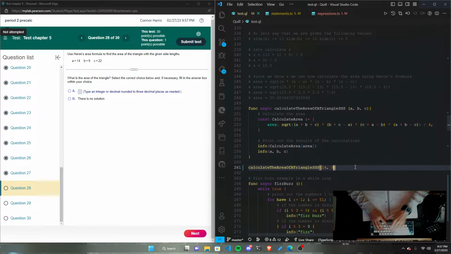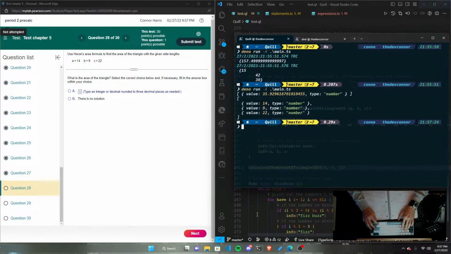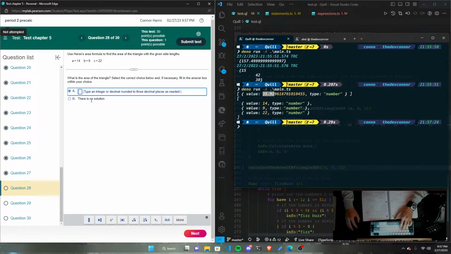14, 9, 22. Because to solve for S, you would do A plus B plus C divided by 2 would give you S. And then you do the square root of S times S minus A times S minus B times S minus C. So this is just basically combining all of that into one formula. To then solve, which would be, I infoed it. Why did I info it? Which would be 35.93.